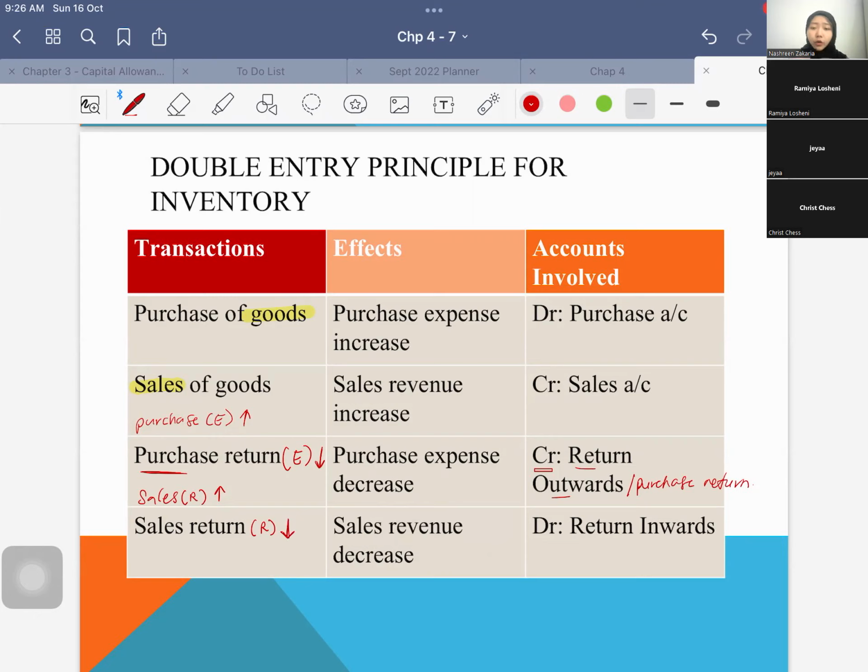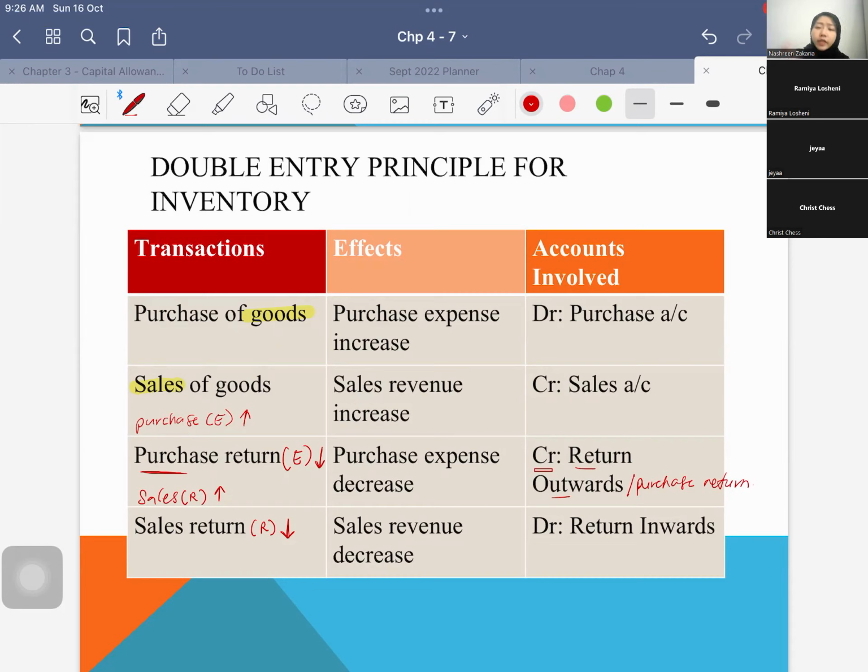Okay, betul tak? Dia macam contradict lah. When we make a new sale, our revenue increases. And then suddenly they return the goods. So now our sales, our revenue is reducing. Okay, because we need to pulangkan balik some amount of cash to the customer. Dia like refund lah kan.